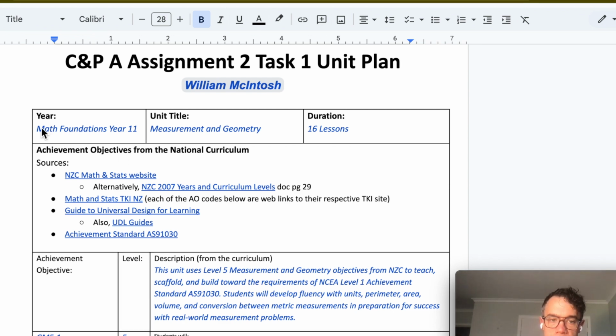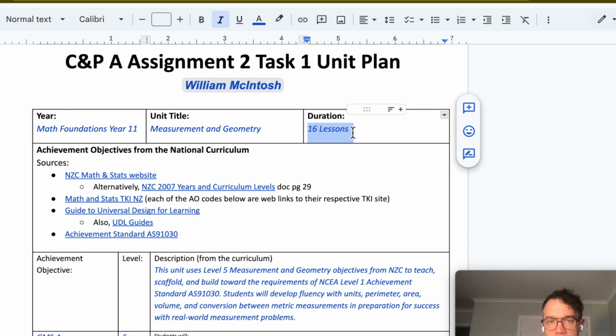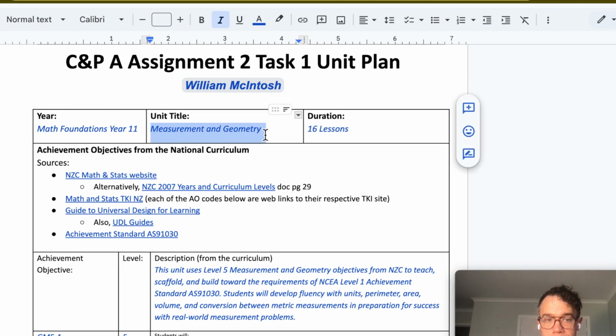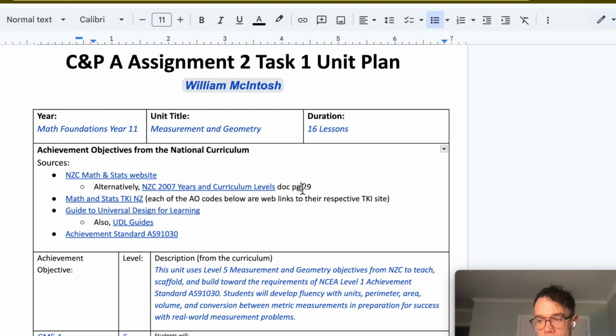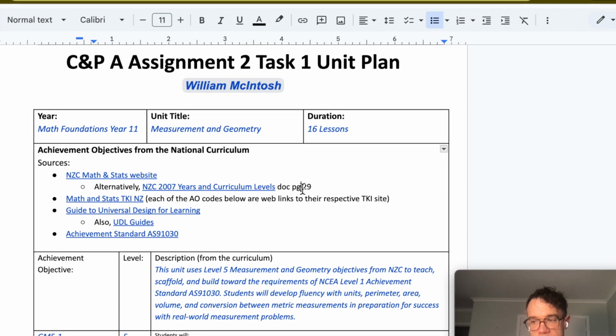What I have here is a Foundations Year 11 unit plan. It's a 16 lesson unit plan. This could be lengthened out to cover more review of these topics, but in its more condensed format, it would be 16 lessons. It covers measurement and geometry. Now, the rationale I did for choosing that curriculum is that measurement and geometry is a precursor to level 6 or NCEA 1. So we're preparing for NCEA.